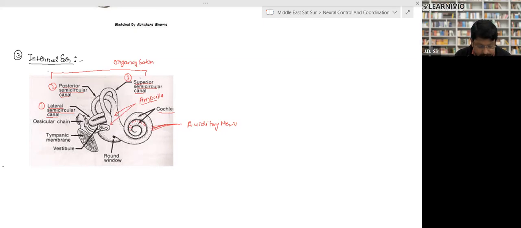Each ampulla contains a sensory patch of cells. Full stop. The sensory cells bear sensory hair. Full stop. So this was the structure of the internal ear, right?